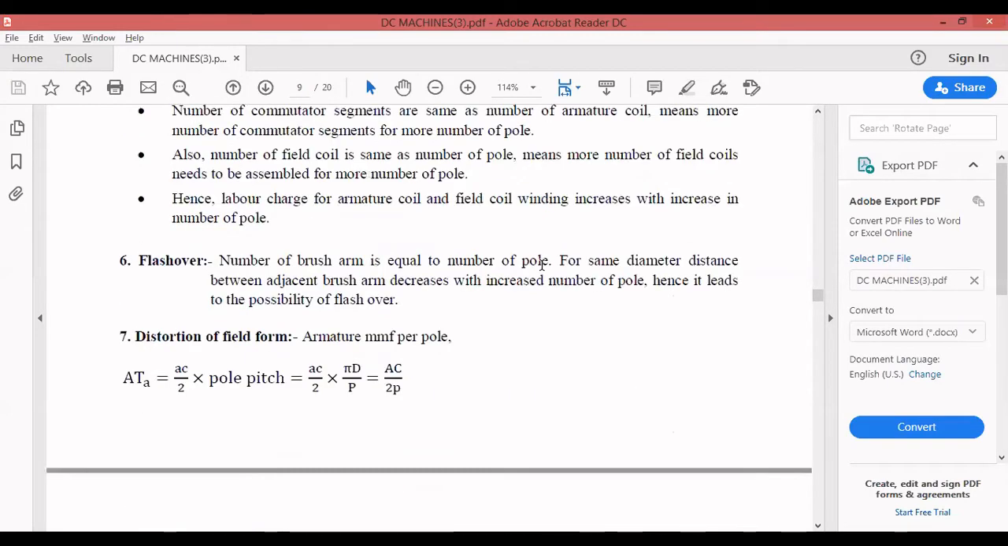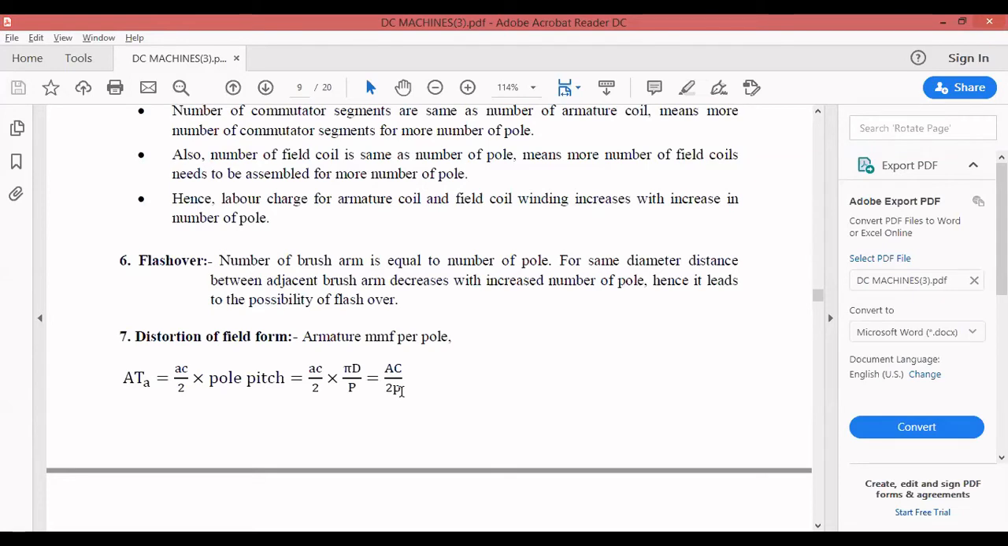So what will happen in distortion of field form? Your main flux will get distorted. How will the main flux get distorted? If there is more armature reaction, then your main flux will get distorted. Let us see your armature MMF. Armature MMF per pole AT_a is given by the formula AC by 2 into pole pitch, AC by 2 into pi D by P, which gives AC by 2 into P.